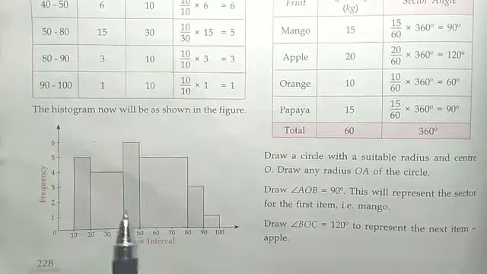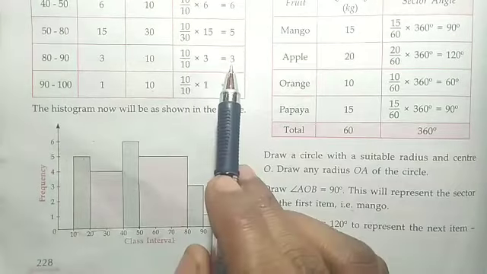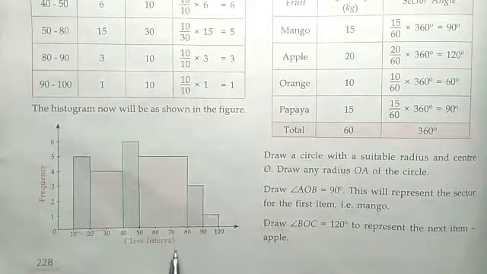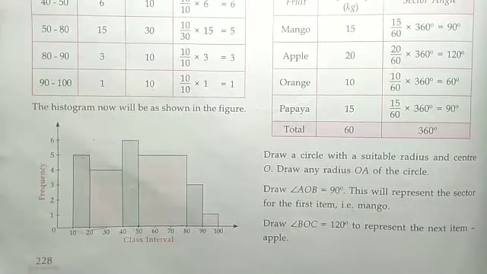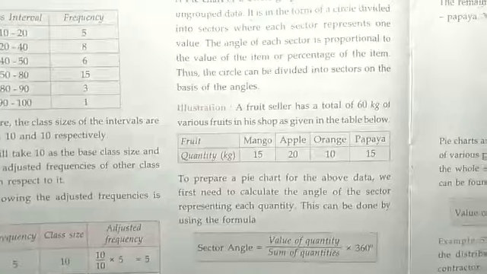Next one 80 to 90, adjusted frequency 3. 90 to 100, adjusted frequency 1. So this way we have to draw the histogram if the class size is not the same. Then next one, the fourth one, is the pie chart.